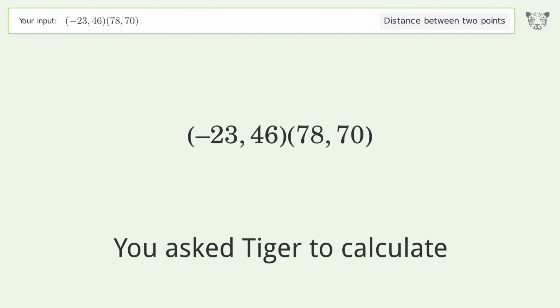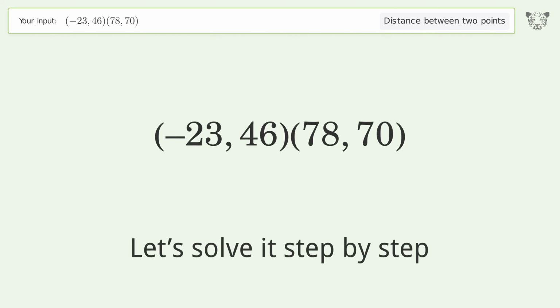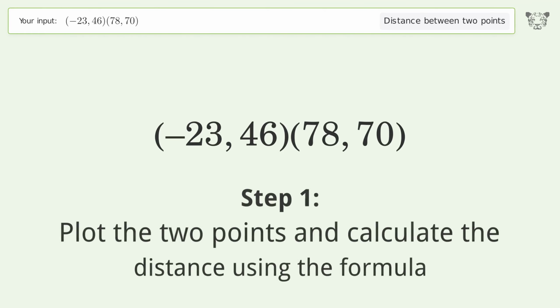You ask Tiger to calculate. This deals with the distance between 2 points. The distance between the 2 points is the square root of 10,777, or 103.812. Let's solve it step by step. Plot the 2 points and calculate the distance using the formula.